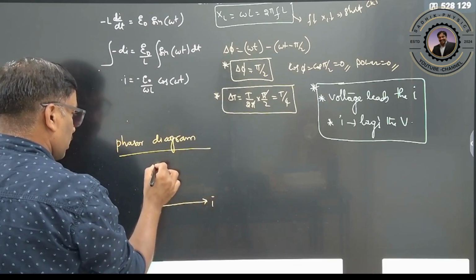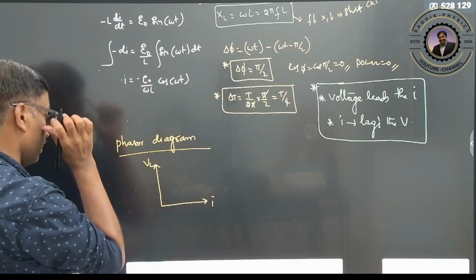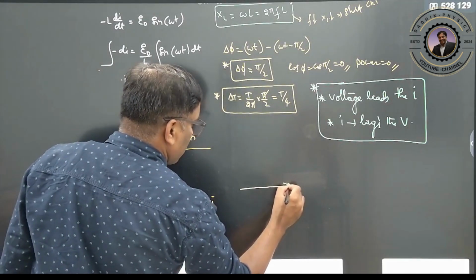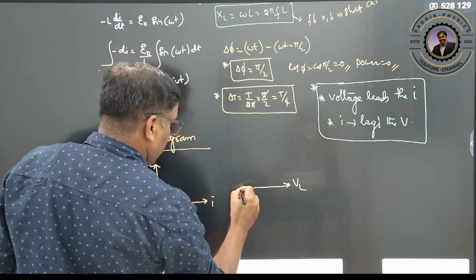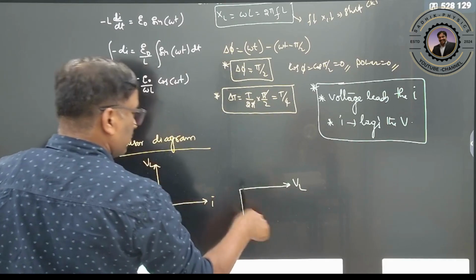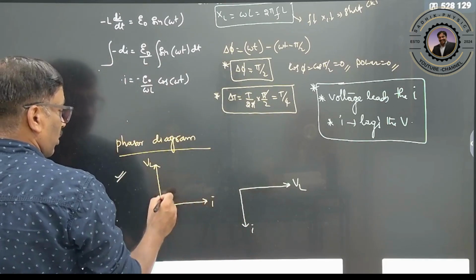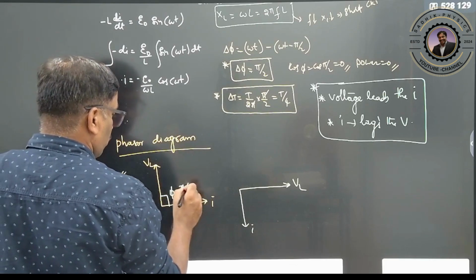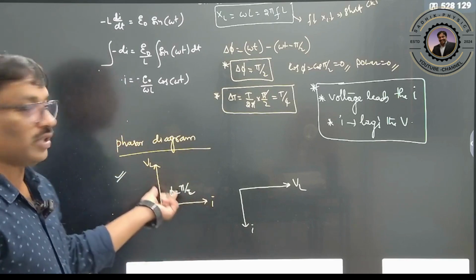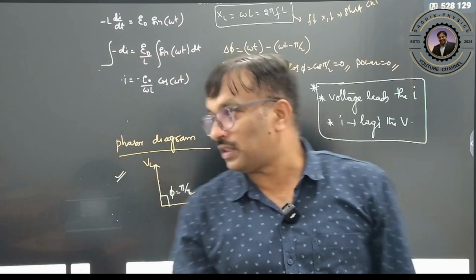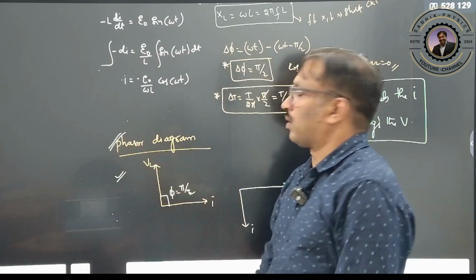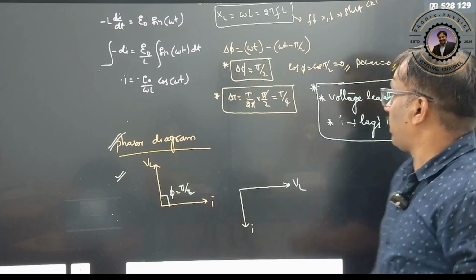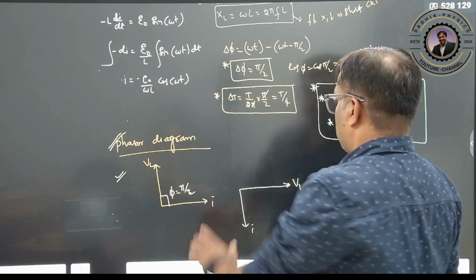So this is your VL. Clear? Or you can rewrite it as: this is your voltage VL and this is your current. What will be your phase difference here? The phase difference is nothing but pi by 2. You understand, no? So this is your phase difference and this is your phasor diagram. Clear? Phasor diagram.